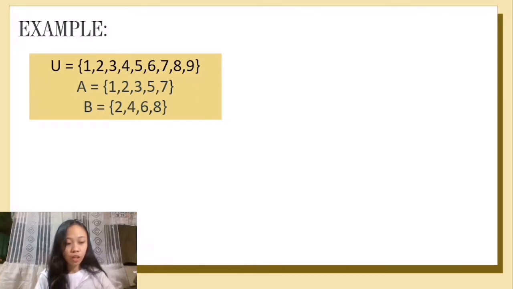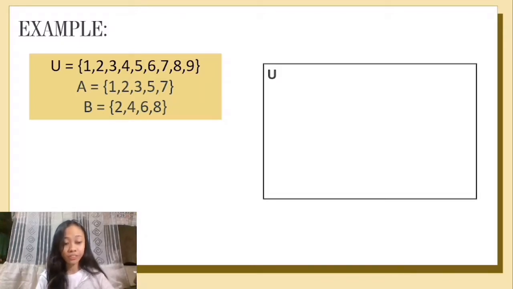Let U be a universal set consisting of 1, 2, 3, 4, 5, 6, 7, 8, and 9. And set A and B, subsets of the universal set, are defined as follows. So sa set A, meron tayong 1, 2, 3, 5, and 7. While sa set B naman, meron tayong 2, 4, 6, and 8. If we are going to illustrate the given sets using a Venn diagram, of course, we will start by having a rectangle. So yan po ang first step.